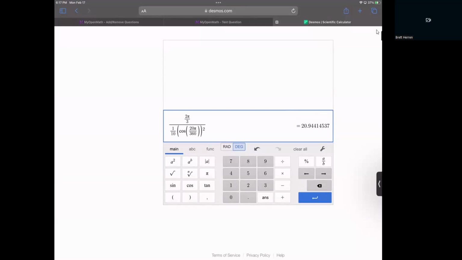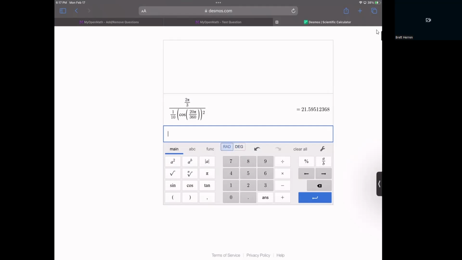Okay. And there's my answer, and it's incorrect. Why is it incorrect? See my mode? I'm in degrees, not radians. Change to radians. There we go. See the answer changed a little bit, not much, huh? So I hit the radians button. There it is. So let's go see this right.